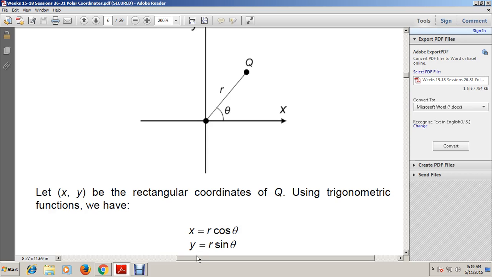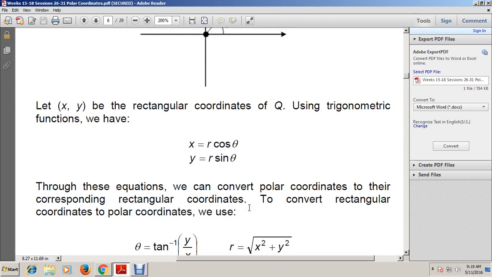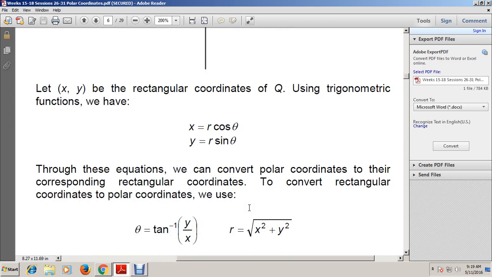Now, the same goes for computing y. Since y is the opposite side of our formed right triangle, we will be using sine. Sine theta is defined as the opposite side y divided by the hypotenuse r. So solving for y, that would be equal to r sine theta. Through these equations, we can convert polar coordinates to their corresponding rectangular coordinates.